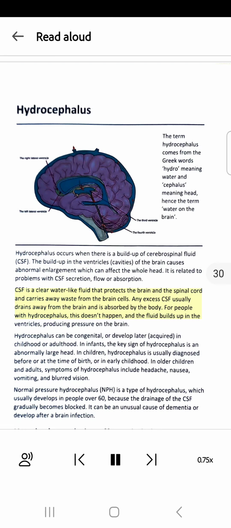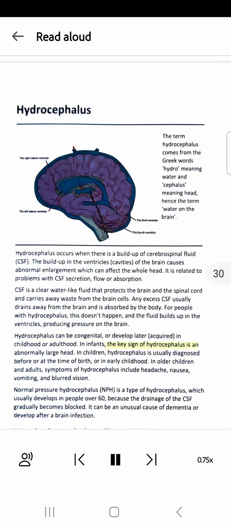Any excess CSF usually drains away from the brain and is absorbed by the body. For people with hydrocephalus, this doesn't happen, and the fluid builds up in the ventricles, producing pressure on the brain. Hydrocephalus can be congenital, or develop later, acquired, in childhood or adulthood.